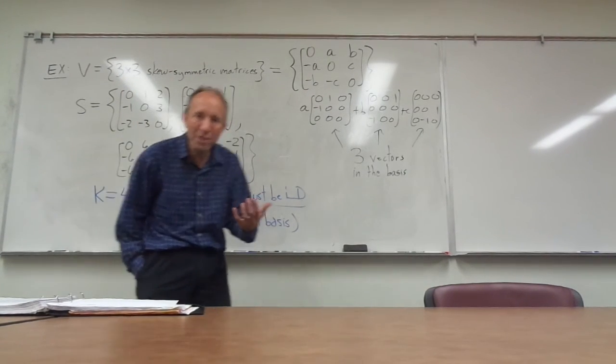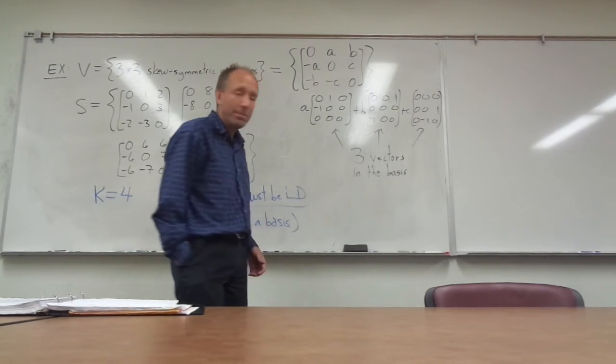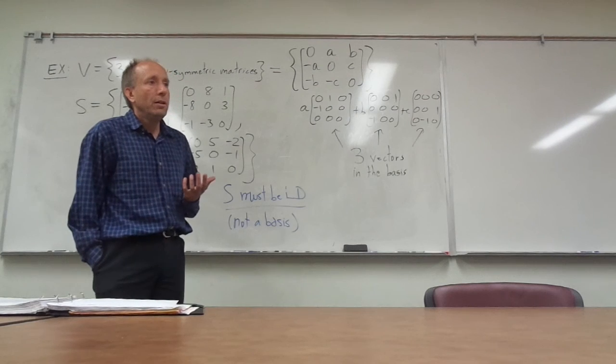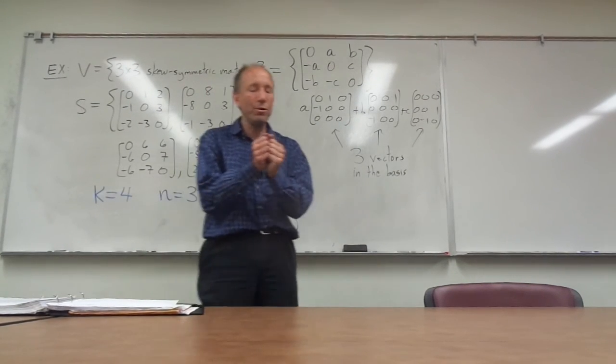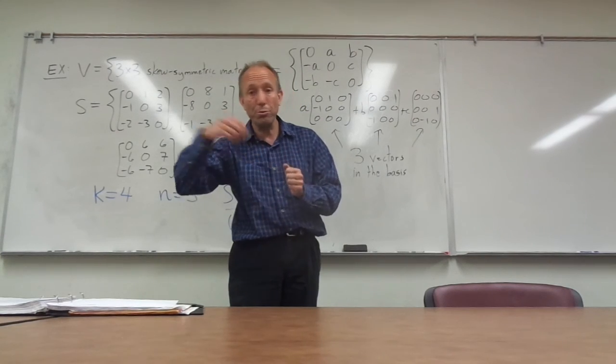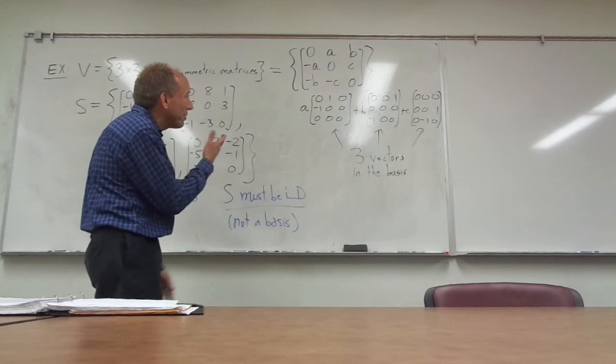I hope this idea of basis and dimension is making some sense. Again, the dimension of a vector space is just the number of vectors in a basis. And you have to have exactly that right number. It's a magic number. If your set that's given to you is too big or too small, it won't work. These are just a couple of examples.